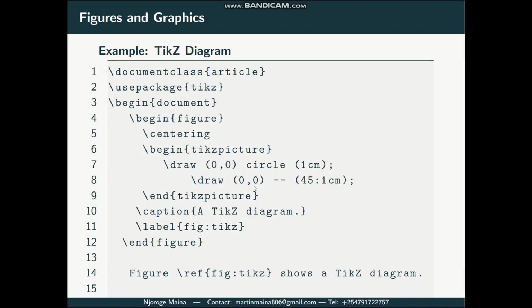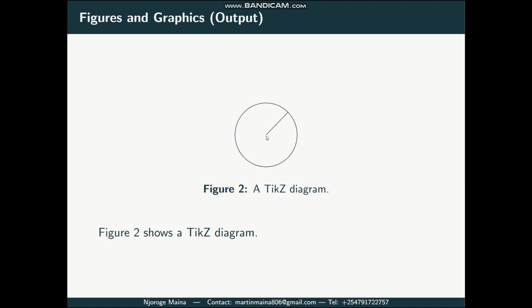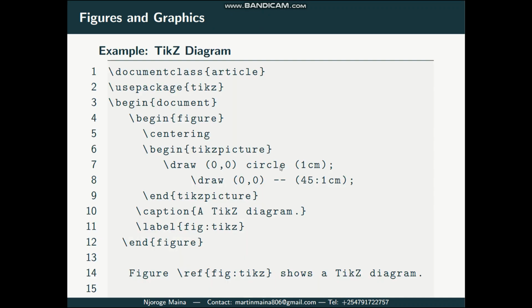Now for this one, the code is simple. This is a circle. Now with this one, we are drawing a line from 0, 0. It's like we are measuring 45 degrees, then we draw 1 centimeter. So if this is our x-axis, we measure 45 degrees, then we draw 1 centimeter. That's what that means. That's just a simple example, but it shows the basics of using the TikZ package and drawing in LaTeX.